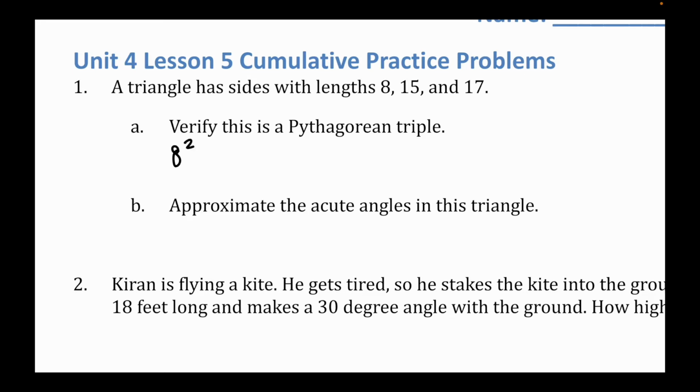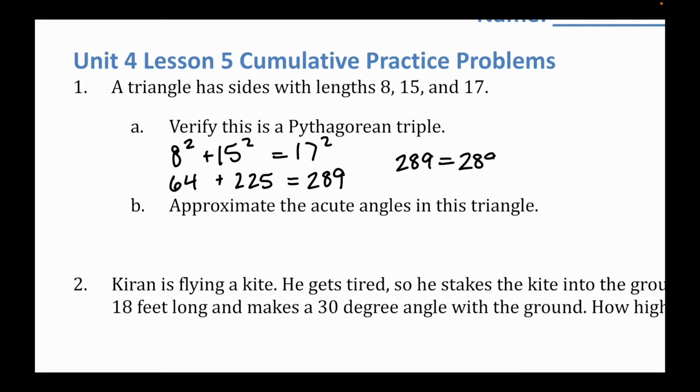Basically, we're going to say 8 squared plus 15 squared should equal 17 squared, and we're just going to confirm that. With 8 squared, we get 64. With 15 squared, we get 225. And with 17 squared, we get 289. If you take 64 plus 225, you get 289. So we have 289 equal to 289. So it is actually a Pythagorean triple.